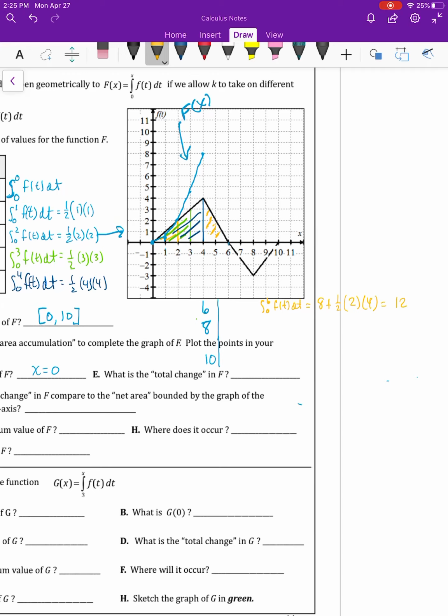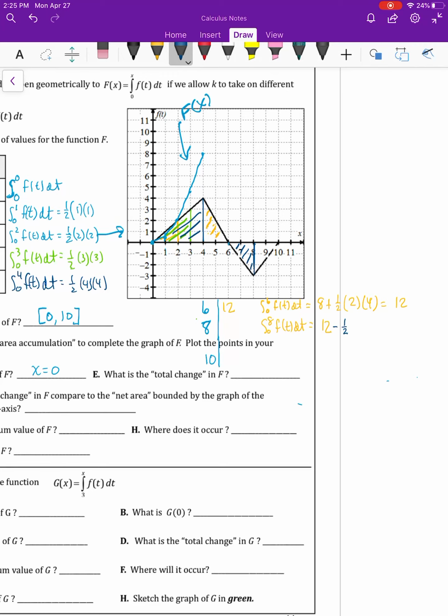So 8 plus 4 is 12. So this is going to be the point (6, 12). And if I went to 8, this would be the integral from 0 to 8 of f of t dt. And I already know that from 0 to 6 is 12. But then if I look to 8, I would have to subtract the area of this triangle.